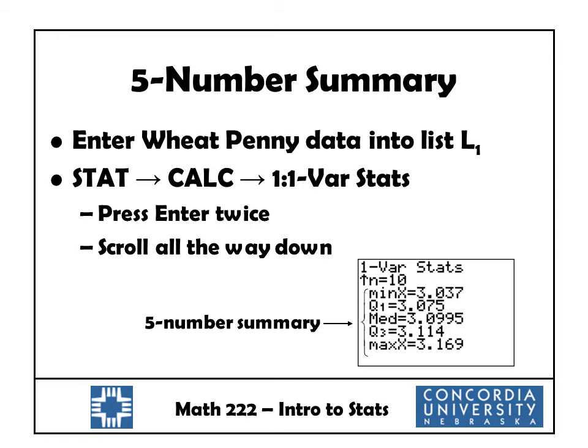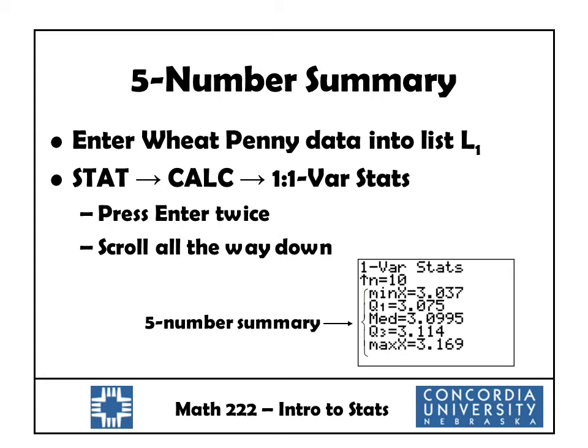Hit enter twice. If you scroll all the way down, you see our 5-number summary: the minimum, first quartile, median, third quartile, and the max. So those 5 numbers constitute our 5-number summary. Now in our box plot, we're going to graphically describe that 5-number summary.